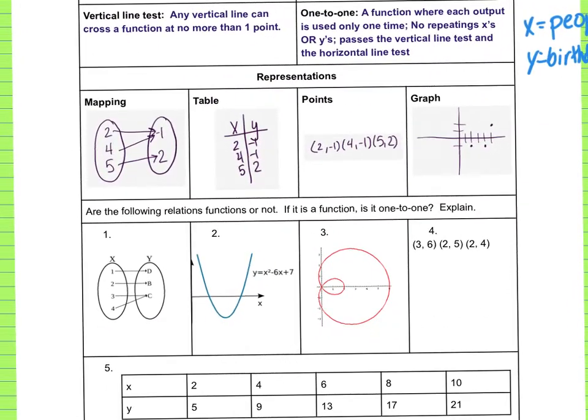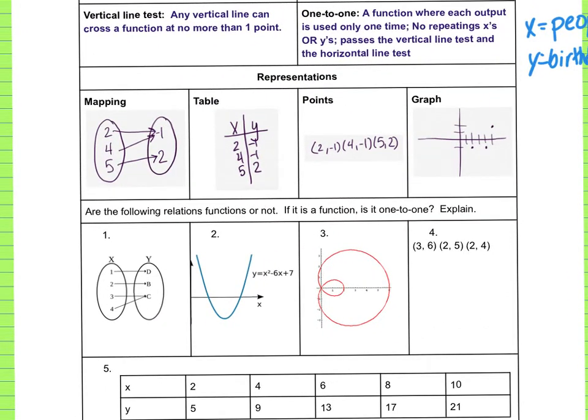So looking at these representations, we've seen these before, mapping diagrams, okay? 2 little clouds that map onto each other. As we can see here, the 2 goes to the -1, the 4 also goes to the -1. The 5 just goes to the 2. So looking here, if we think x values are people, y values are birthdays, it looks like 2 and 4, again, 2 different people, have the same birthday or the same output of -1. Is that a function? Yes, it is, okay? Is it a 1-to-1 function though? No, because they both have the same output.